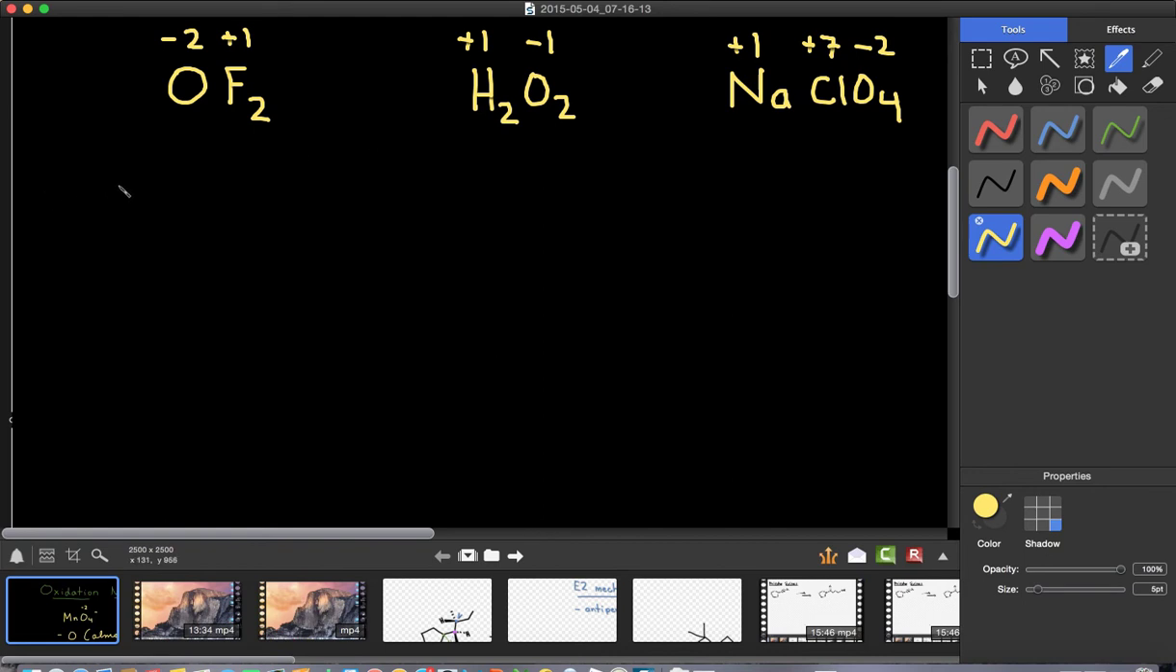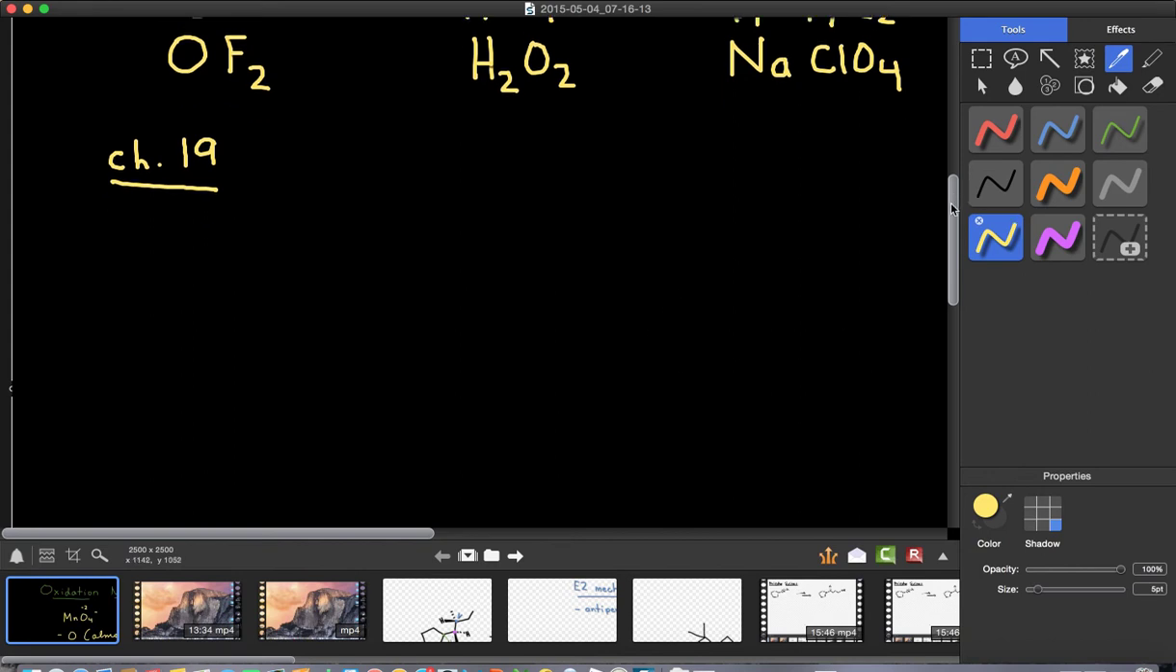You will find lots of other examples in chapter 19 of your text. And there were probably other examples from your first semester course that you can also look at. So you need to be able to assign oxidation states. Now we can start talking about electrochemistry.